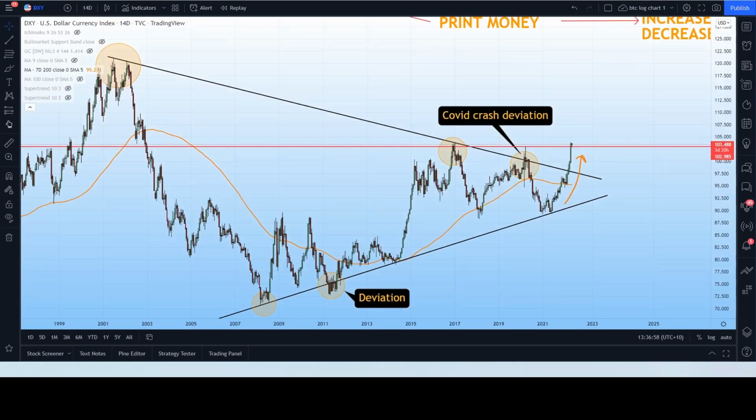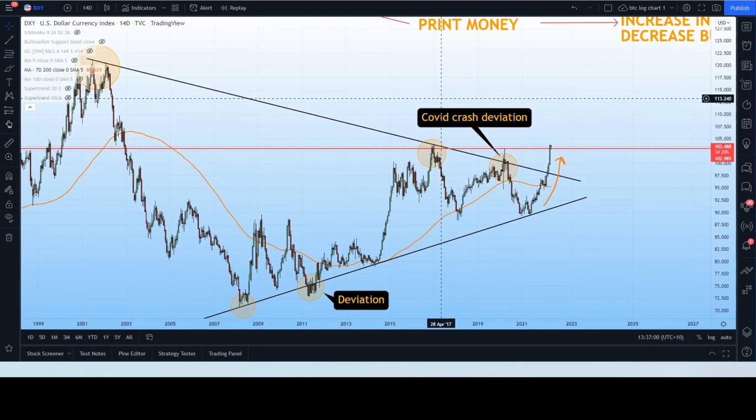The DXY chart is looking pretty good in regards to the DXY price action, but for us it's really bad. So it's looking good, it's looking bullish, but what does that mean for us? Obviously it's terrible, it's bad for us. We don't want that in crypto, risk assets, terrible.